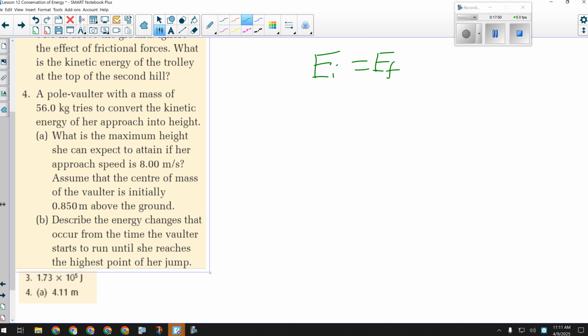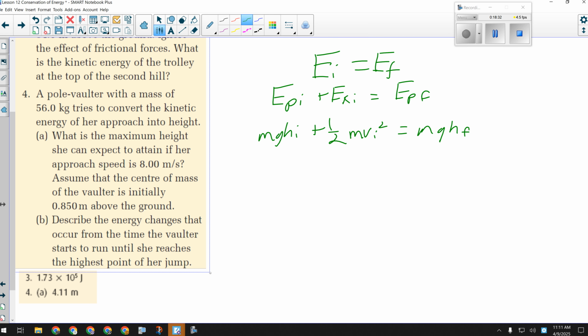EI equals EF. I know that on the ground, she has a small amount of potential and a fair amount of kinetic because she's moving at 8 meters per second carrying a long pole. Not an easy trick. And then at the end, we assumed she goes straight up. How fast is she going at her highest point? 0. So all of her energy is potential. So EP final. All right, so then I can go m times g times h initial plus 1/2 m v initial squared equals m times g times h final.